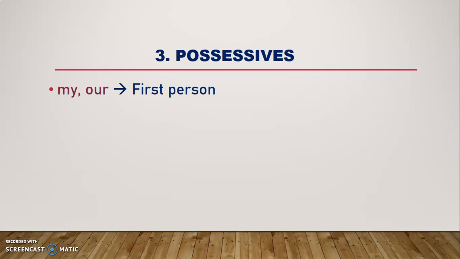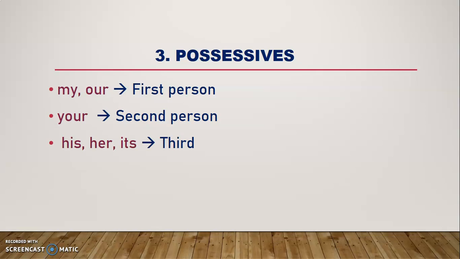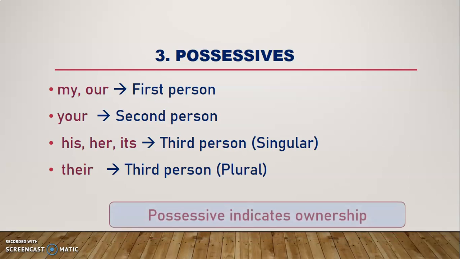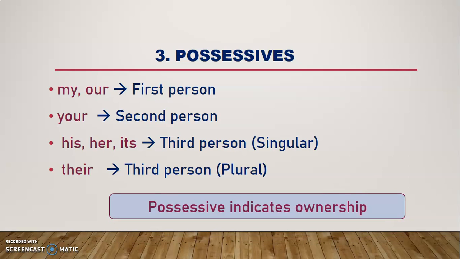The third one is possessive. Possessives indicate ownership. That means to whom a thing belongs. There are certain words used for this purpose. In the first person pronoun, we use my and our. Second person pronoun, your. Third one, if it is a singular pronoun, then we have to use his, her, its. If it is plural, then we will be using their. So, possessives indicate ownership.